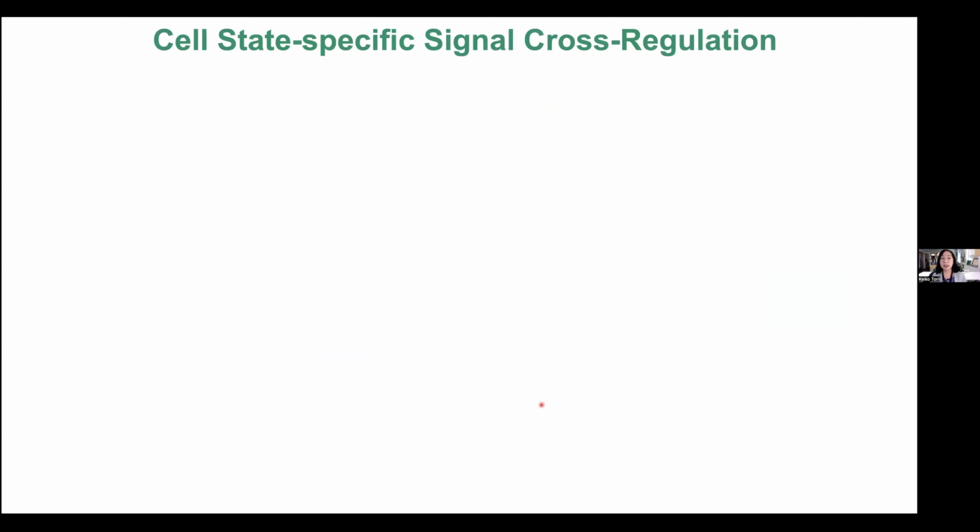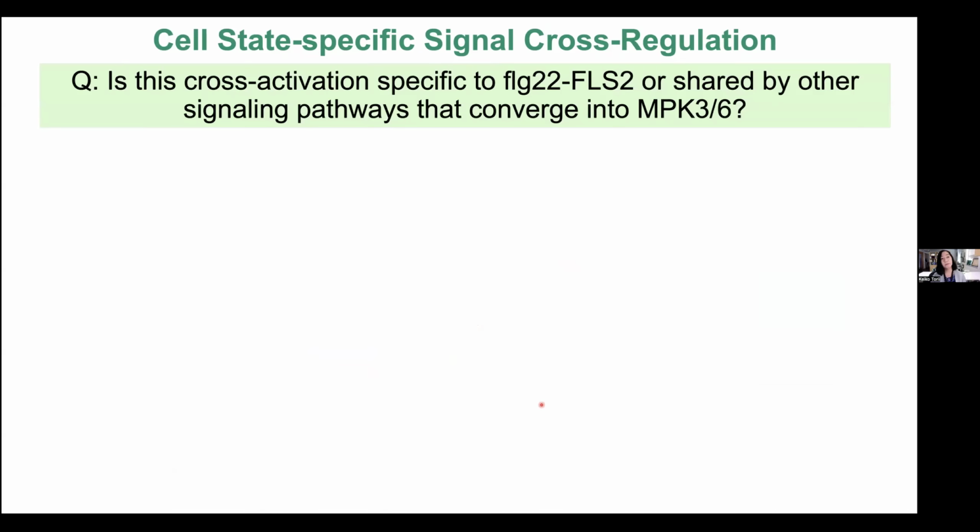But then coming to the cell state specific signal cross-regulation, what are the outstanding questions, and what can we use single cell or the cell atlas approach to understand this phenomenon much better? Questions such as: is this cross-activation specific to FLAG22 FLS2, or is it also shared by other signaling pathways that converge into MPK3 and 6? There are so many, as I mentioned, abiotic stress and different kinds of immunity and so forth, and different kinds of development as well.